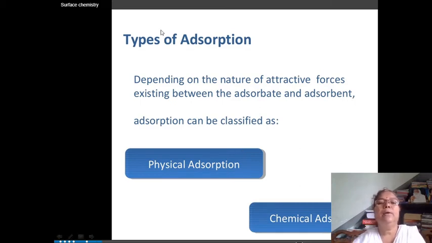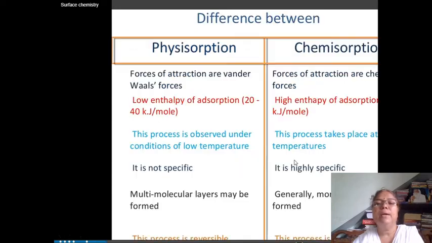Then there are two types of adsorption depending on nature of attractive forces existing between the adsorbate and adsorbent. Here adsorption can be classified as physical adsorption and chemical adsorption. Then we see distinguishing points or a difference between physical adsorption and chemical adsorption.